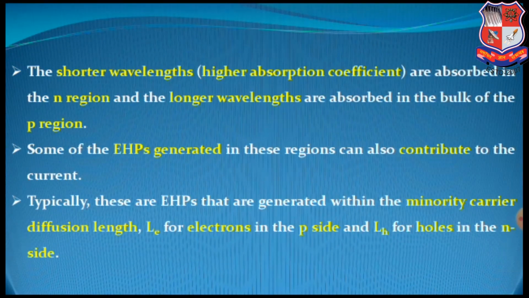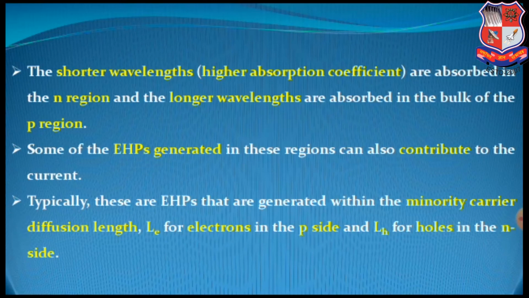The shorter wavelengths, which means the higher absorption coefficient, are absorbed in the N region, and the longer wavelengths are absorbed in the bulk of the P region. Some of the electron hole pairs generated in this region can also contribute to the current. So, first of all, the photons also contribute to the generation of current. Moreover, electron and hole pairs are also supporting it.